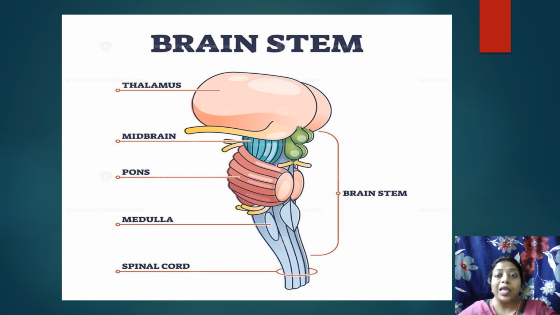Let's quickly see what the functions of the brainstem are. The brainstem has 4 ovoid structures, or round structures, and what is that structure called? Corpus quadrigemina. The main function of this corpus quadrigemina is that it helps in coordination, especially in hearing and vision. These are the 2 functions of the corpus quadrigemina.